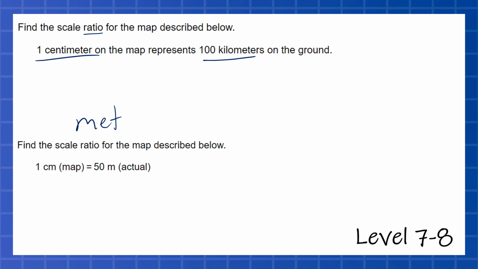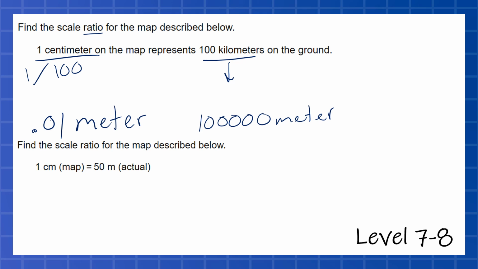So 1 centimeter is not as big as 1 meter, right? They're different. A centimeter is smaller. In fact, I'd have to divide by 100. And so I get 0.01 meters is 1 centimeter. 100 kilometers, that's more than a meter. So it's not just 100 meters, it's 100,000 meters. 100 kilometers, each kilometer is 1,000 meters, so that's 100,000 meters.